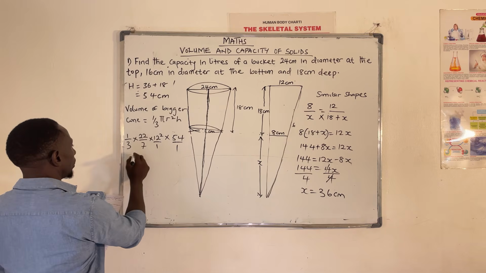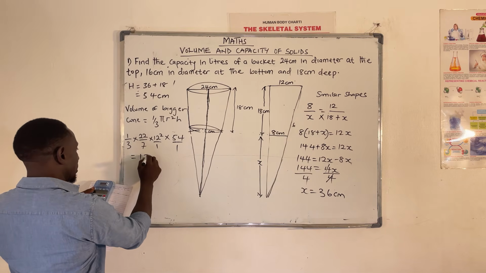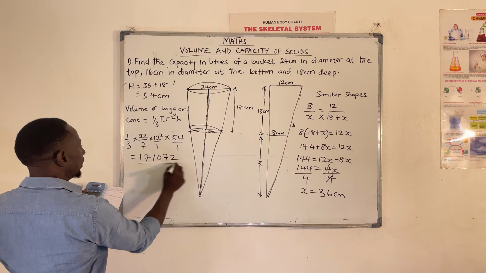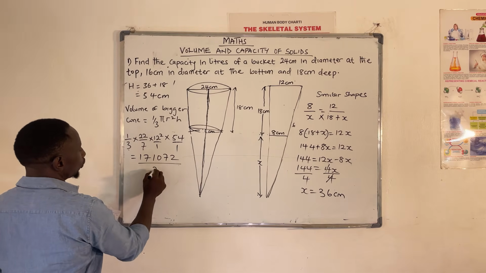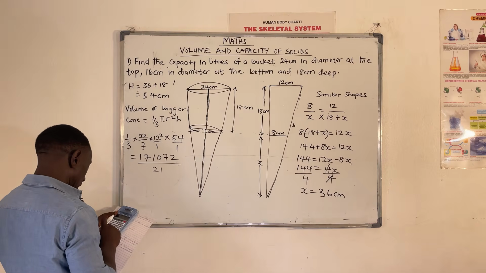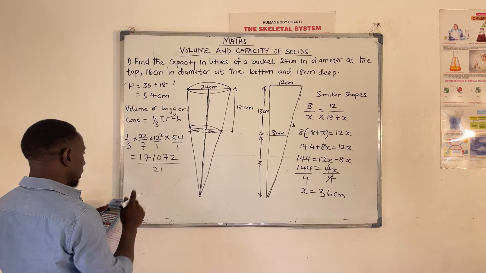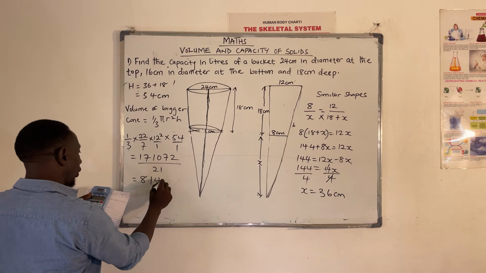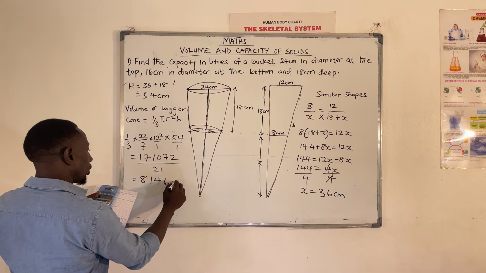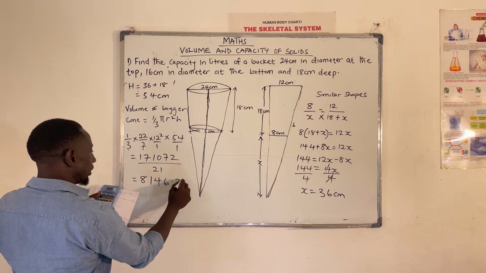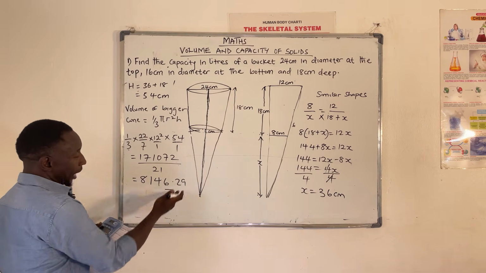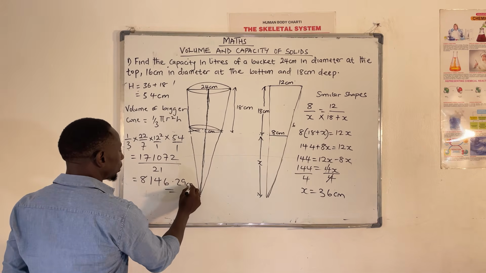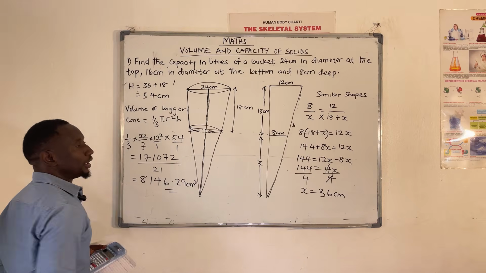You have 171,072. Divide by 3 times 7 is 21. So we are dividing by 21. If you divide by 21, you have 8146.29 approximately. I approximate to 2 decimal places. So this is now the volume of the what? Volume of the what? Bigger cone.